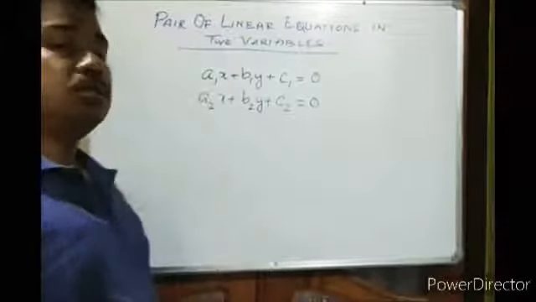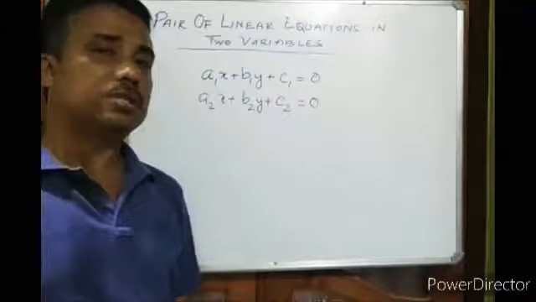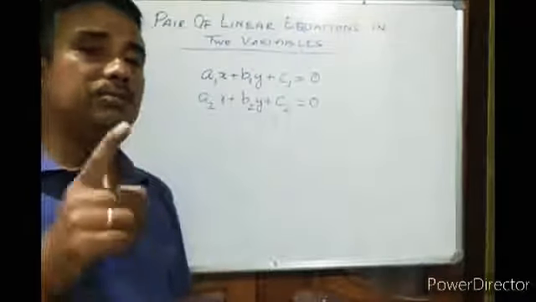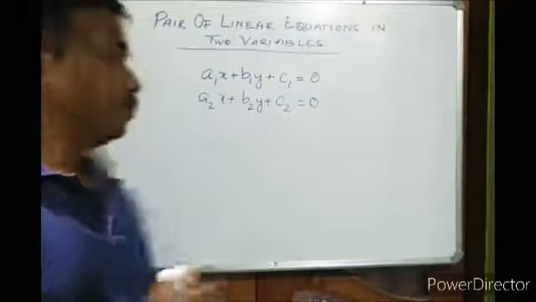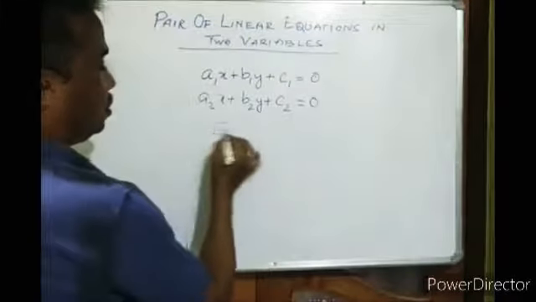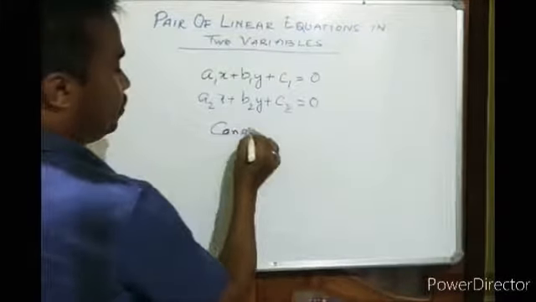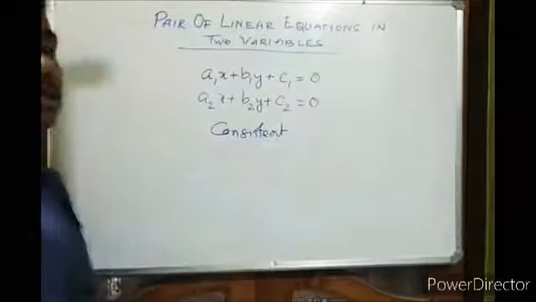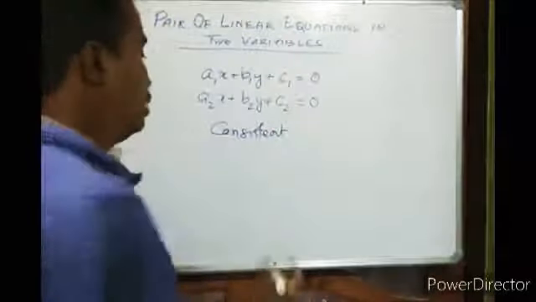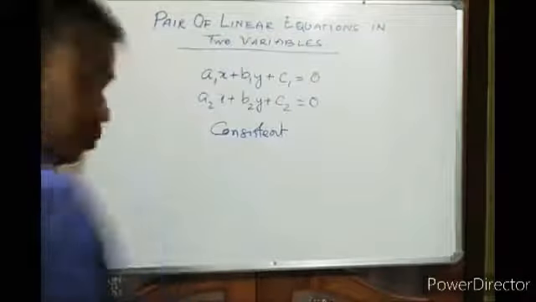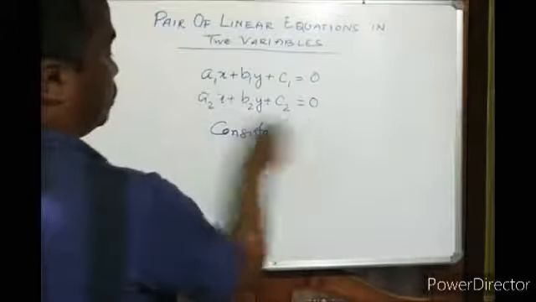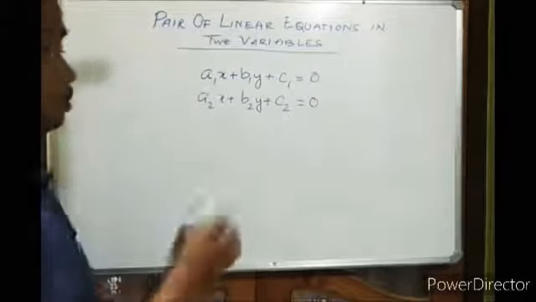So when is this system said to be consistent? The meaning of consistent is that the equations have a solution. A system of equations is said to be consistent if it has a solution. So when will it have a solution?